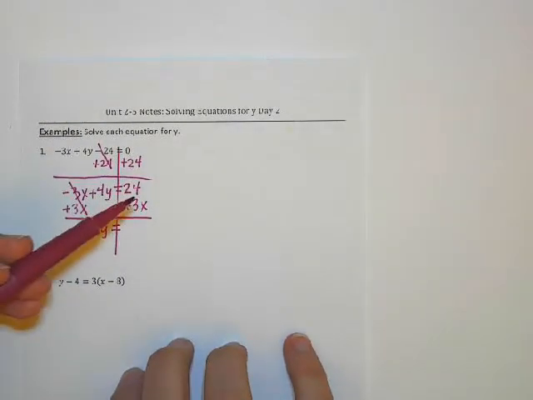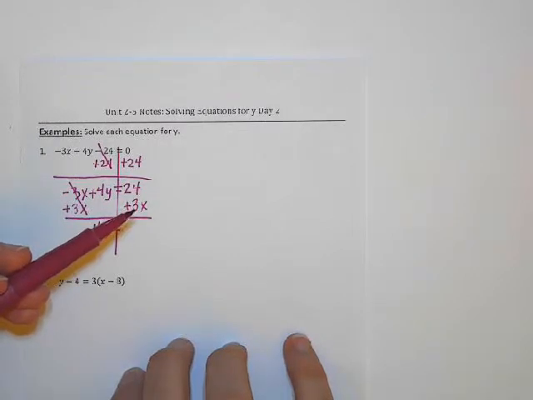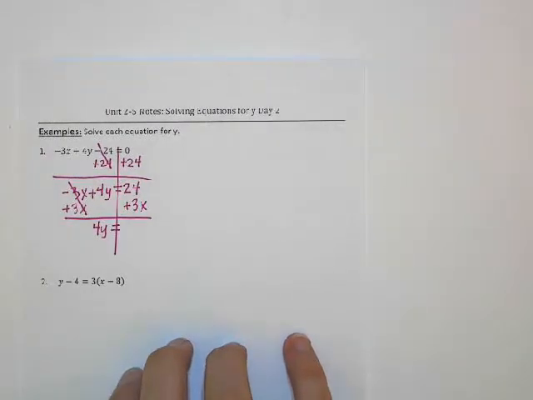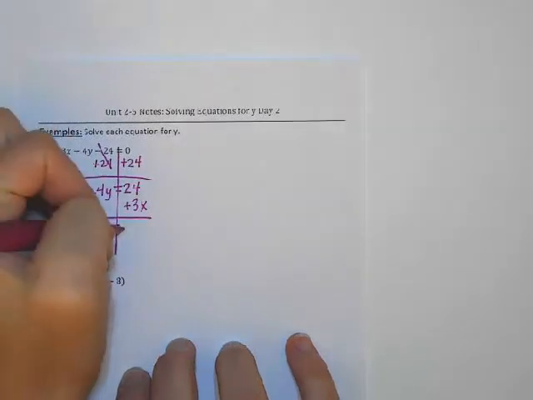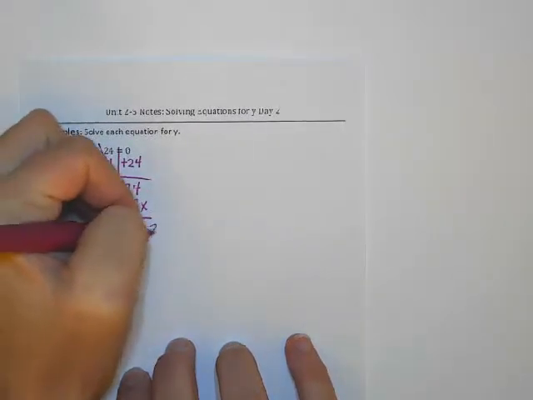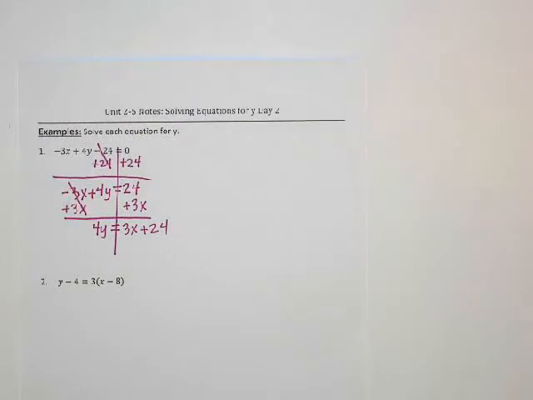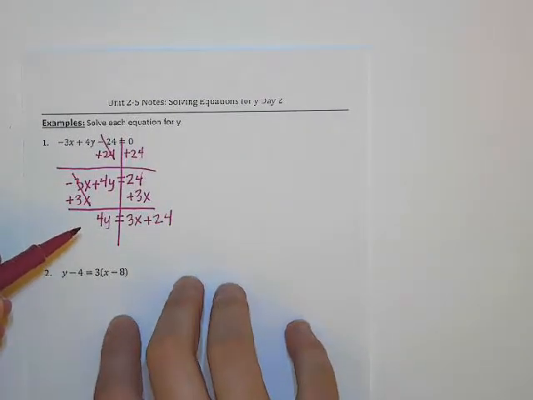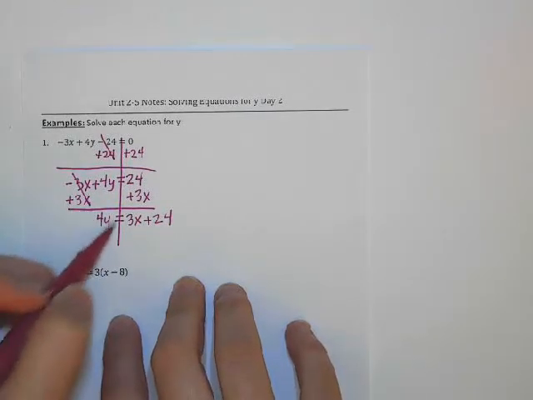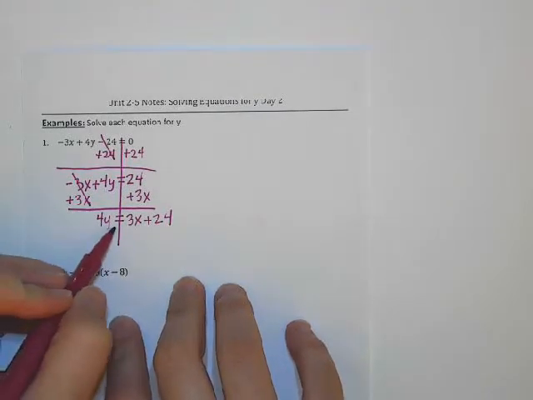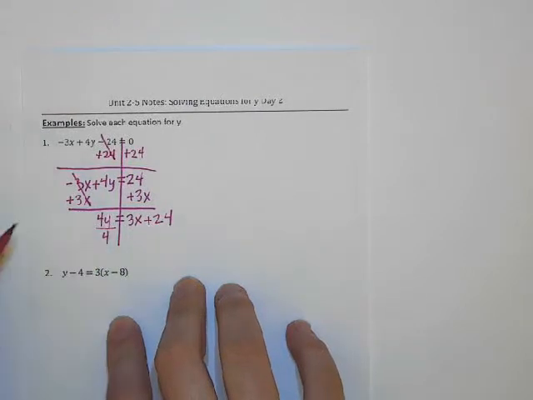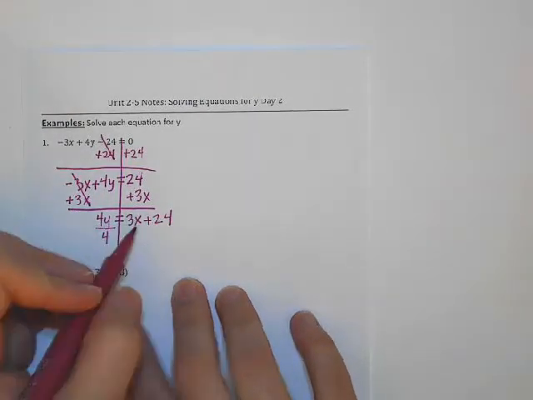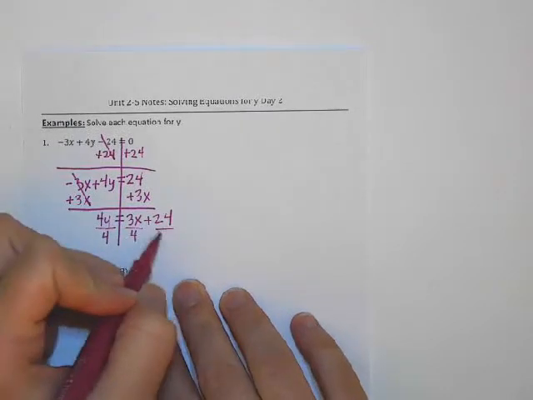Now, can I combine 24 and 3? No, because one has an x and one does not. So I need to write them side by side. Okay, now what? Okay, I've got the 4 and the y touching with no symbol. That means they're being multiplied, so I need to divide. And if I divide one thing by 4, I divide everything by 4.